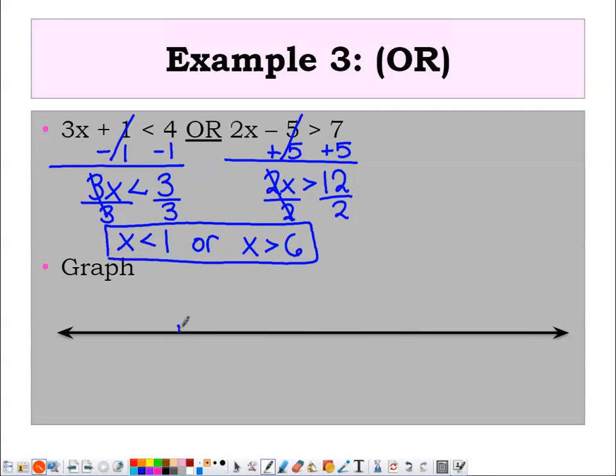So I'm just going to go ahead and put the numbers down below. So we have 1 there, and we have 6 over here. Okay? It's a number line, right? So it goes 1, 2, 3, 4, 5, 6. Okay? Identify your circles. So this is going to be an open circle. We have x less than 1, so we go to the left. Okay? Here we have x is greater than 6. So open circle, heading to the right. Okay?